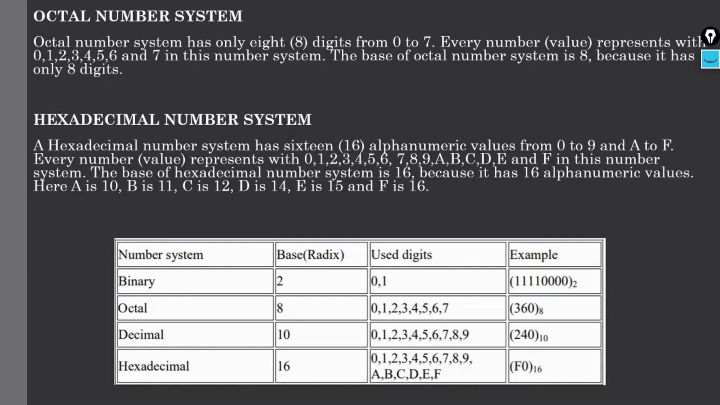It is used whenever we have very long binary digits, or I should say binary strings, and we want to represent them in 4-bit digits. So we use the hexadecimal number system to shorten the binary strings. Okay, so here is a table that will tell you the base, the digits used and some examples of binary, octal and hexadecimal number systems.